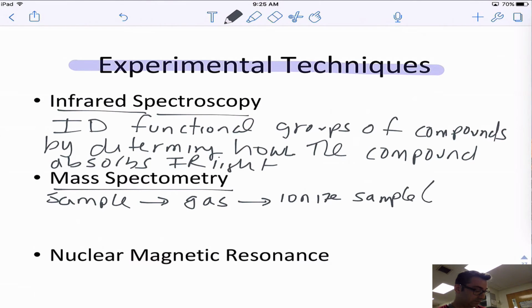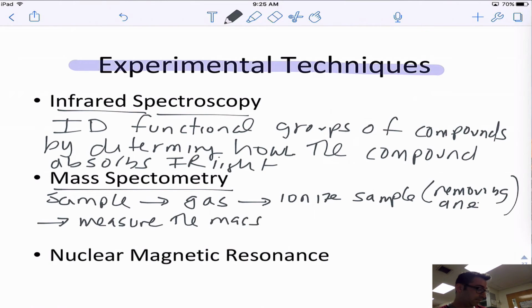And they do that basically by removing an electron. Once they ionize your sample, they will measure the mass of fragments created. And what they'll see is that your sample will have its whole intact fragment.